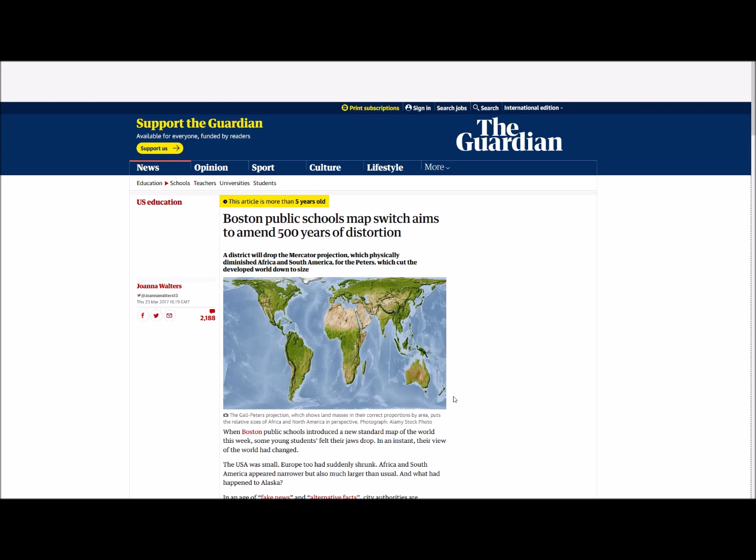So I thought it'd be interesting to take a brief look at the choice the Boston Public Schools made to go from what I'm assuming was probably a Mercator projection. I couldn't figure out what they were using before 2017, but chances are Mercator, to a Gall-Peters. So we're going to take a brief look at the kinds of distortions involved in those maps. And then we're going to look at the Equal Earth and the Natural Earth maps to see how those distortions are handled.